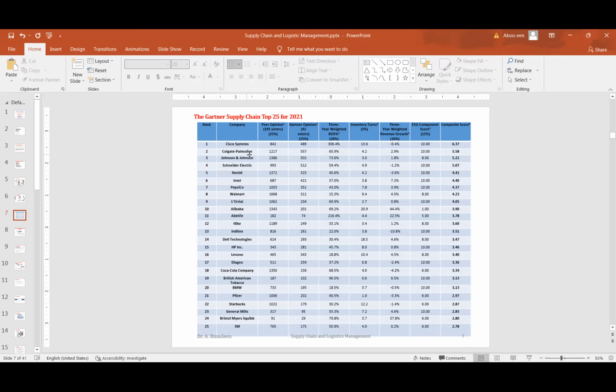And Colgate Palmolive, this is also a well-known company, and they are the second most effective supply chain management system in 2021. And Johnson & Johnson, and you see Nestle is in 5th rank, Intel 6th, PepsiCo 7th, Walmart and Alibaba in the 10th rank, and Nike 12th. Likewise, the popular companies are in the first 25 ranks according to this Gartner supply chain ranking. And they considered various parameters to rank these companies. And here, in the next columns, you can find the parameters considered to rank their supply chain management system. So Cisco has a better supply chain management system compared to other companies, and they are in rank 1.